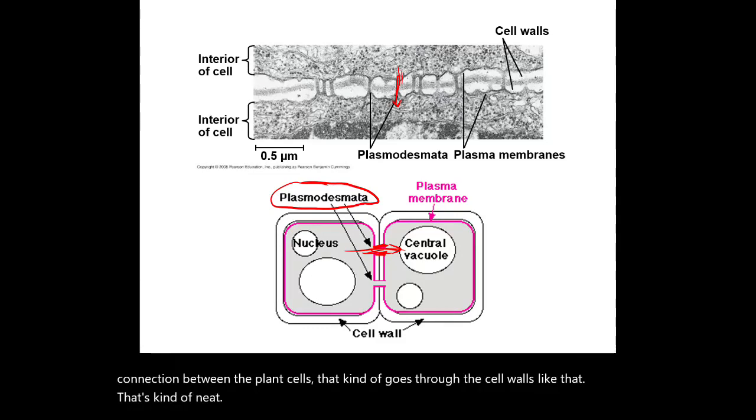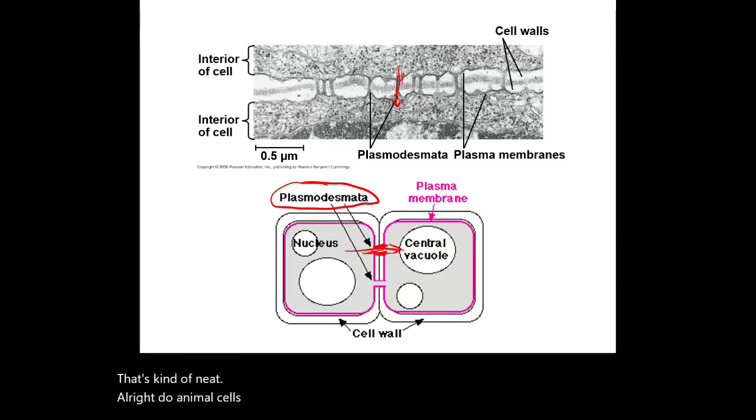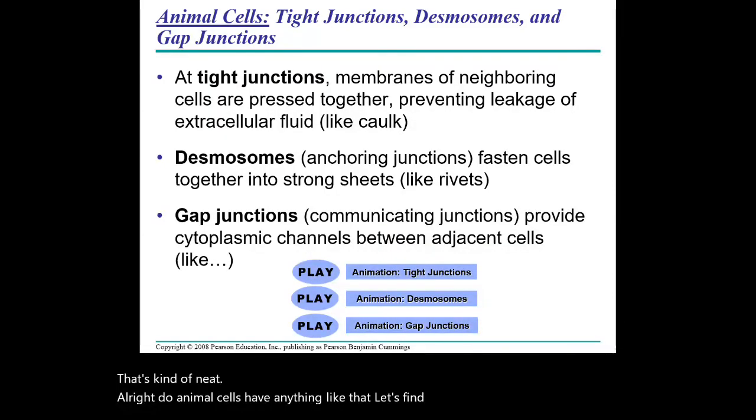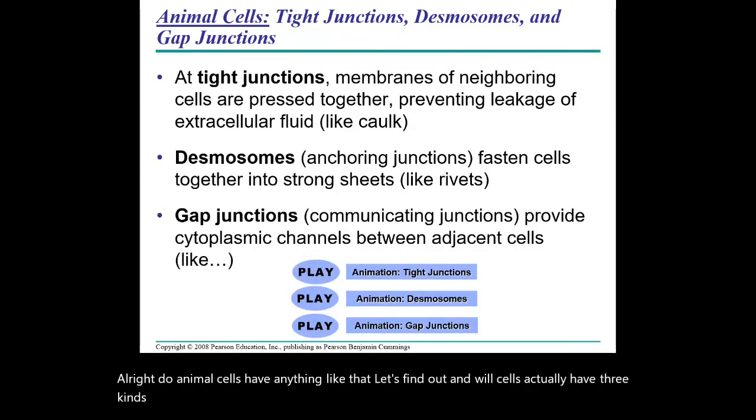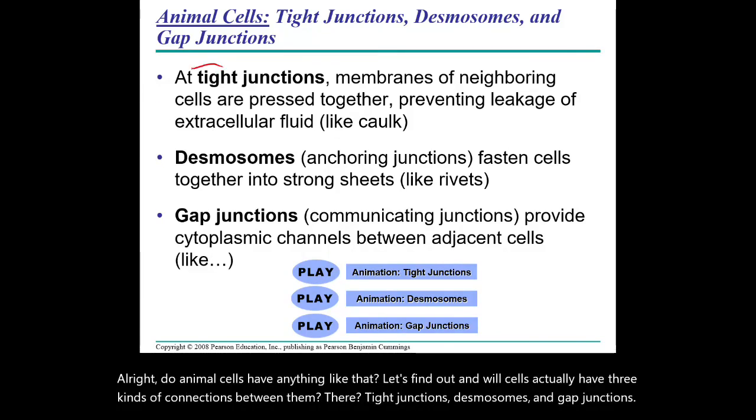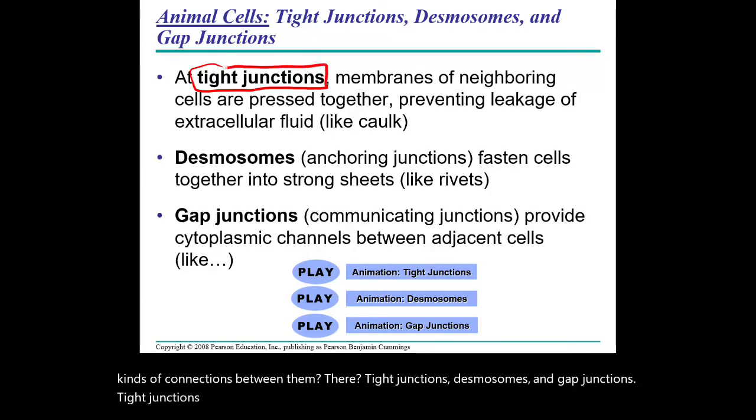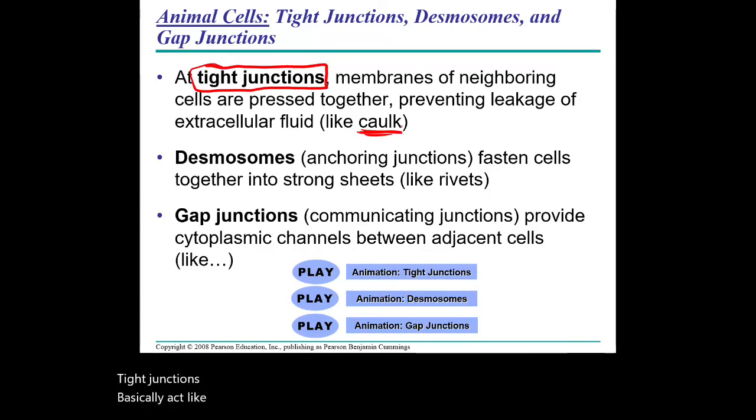All right. Do animal cells have anything like that? Well, let's find out. Animal cells actually have three kinds of connections between them. They're tight junctions, desmosomes, and gap junctions. Tight junctions basically act like caulk. So they seal the two cells to prevent water from passing between the cells.